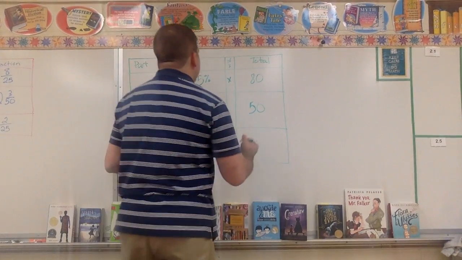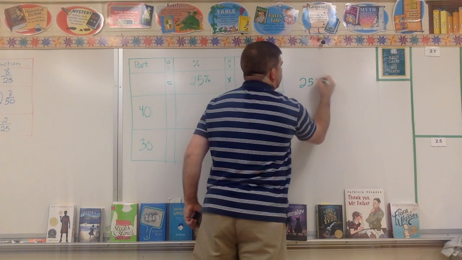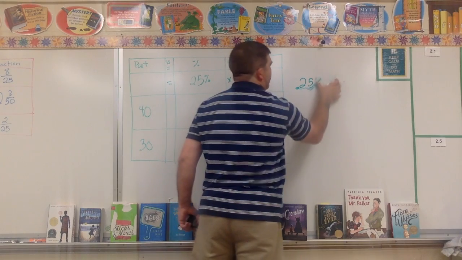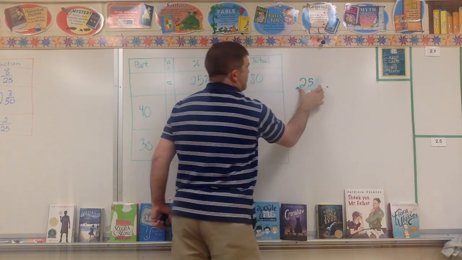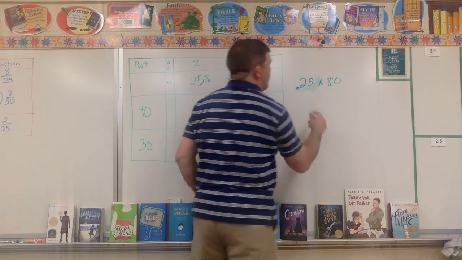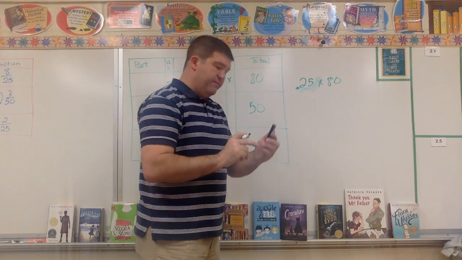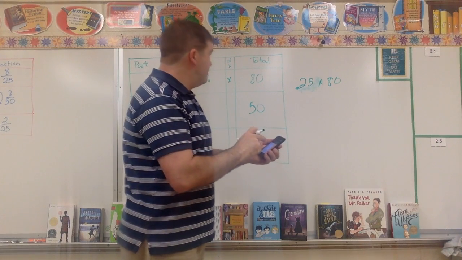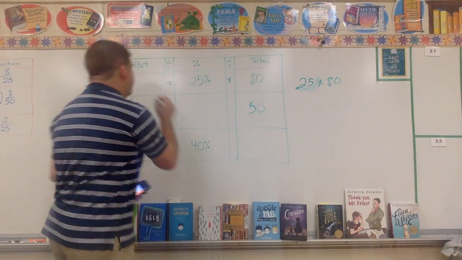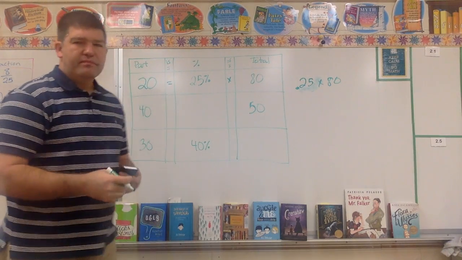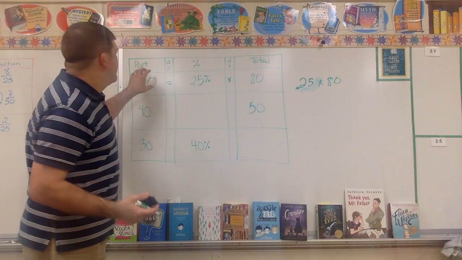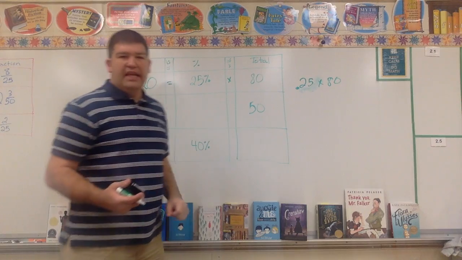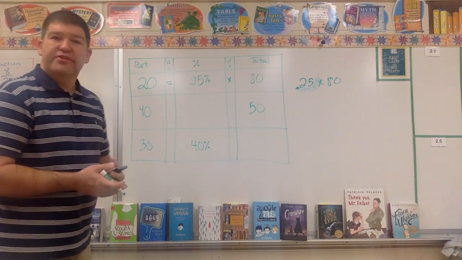Now, what I like to do, 25%, take this over, 1, 2, so now I have 0.25. Okay, 0.25 times 80. I could do that longhand, or I can get my handy dandy calculator out. 0.25 times 80 equals 20. So 20 is 25% of 80. Okay? I'm using the chart.